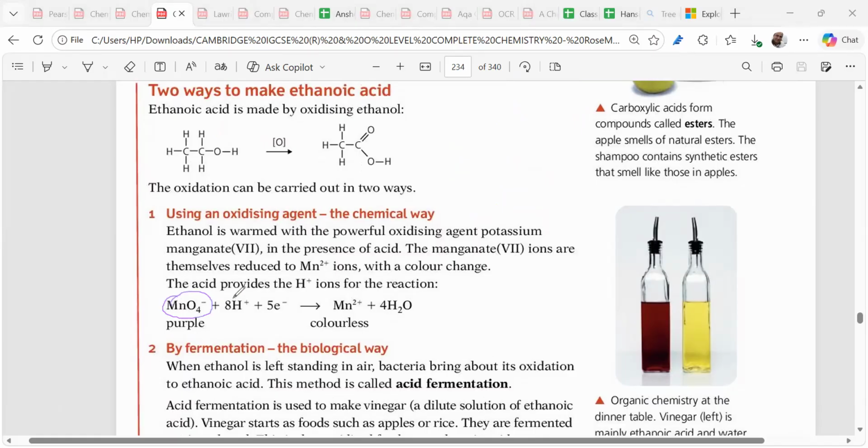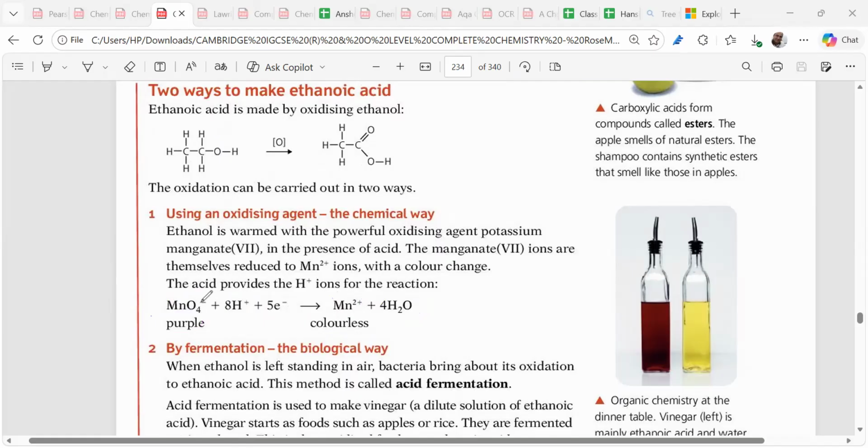MnO4 minus plus 8H plus plus 5e minus gives Mn2 plus plus 4H2O, right? This equation you mark, because this is the way it behaves as the oxidizing agent. And there's a color change also. The color changes from purple to colorless, right? Purple to colorless. Is it clear? Did you get my point?